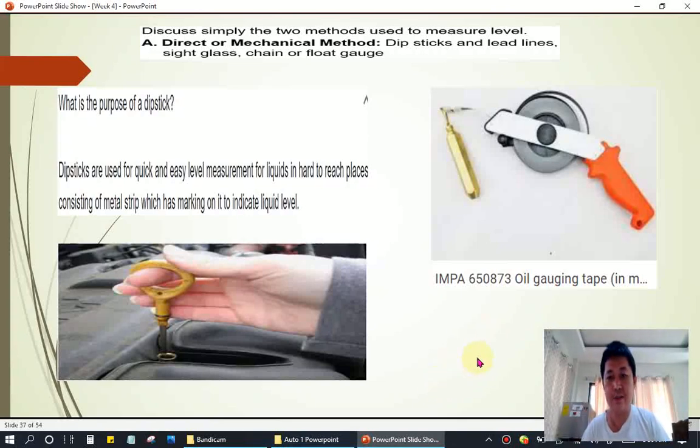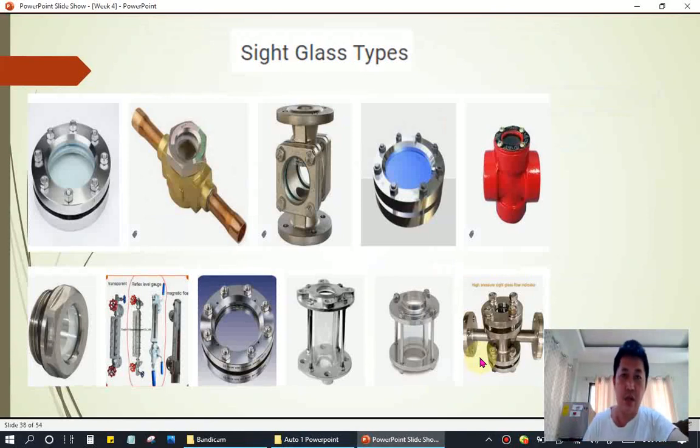Next, these are examples of your sight glass types. You can measure the level of either gas, fluid, oil, or water inside of your machine by the use of your sight glass. There is a glass through which you can see the level. These are examples of sight glasses that are fitted in your engine room machinery on board ship.